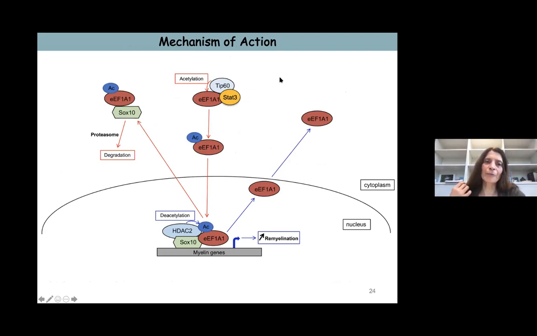So we found that shortly after lesion, TIP60, which is a histone acetyltransferase, coordinates its action with STAT3 to acetylate EF1A1. Acetylated EF1A1 then translocates to the nucleus. It interacts with SOX10 and then drags SOX10 out of the nucleus and targets it to the proteasome for degradation. And then conversely, HDAC2 deacetylates EF1A1 to send it back to the cytoplasm and then maintain SOX10 on its target gene, and this can allow remyelination.